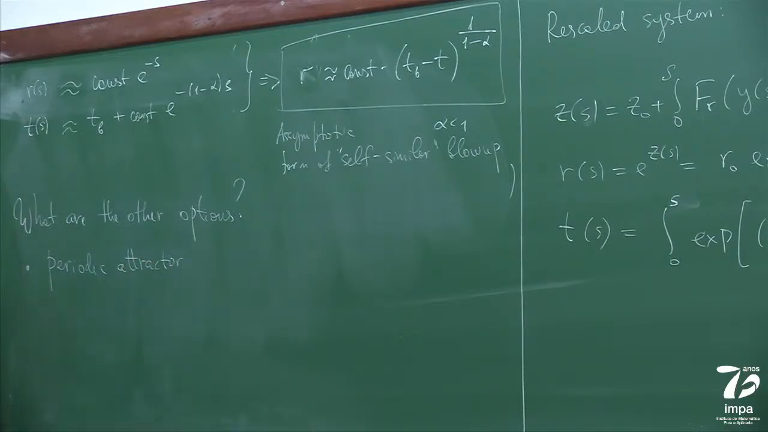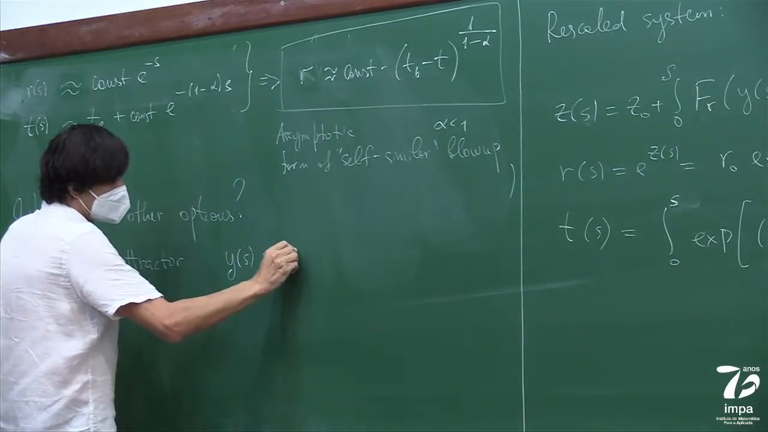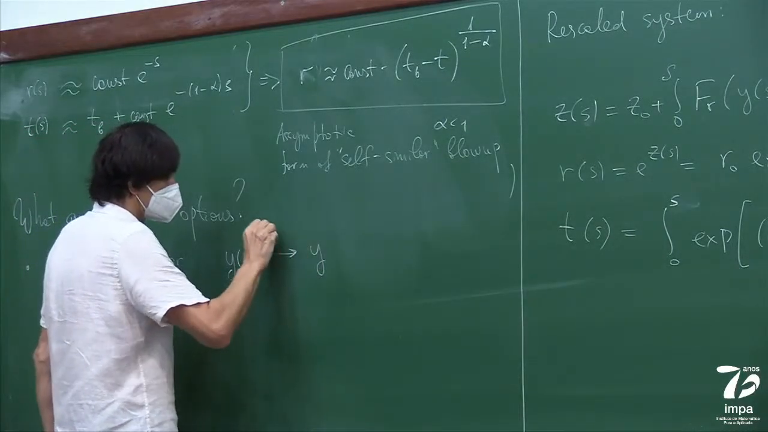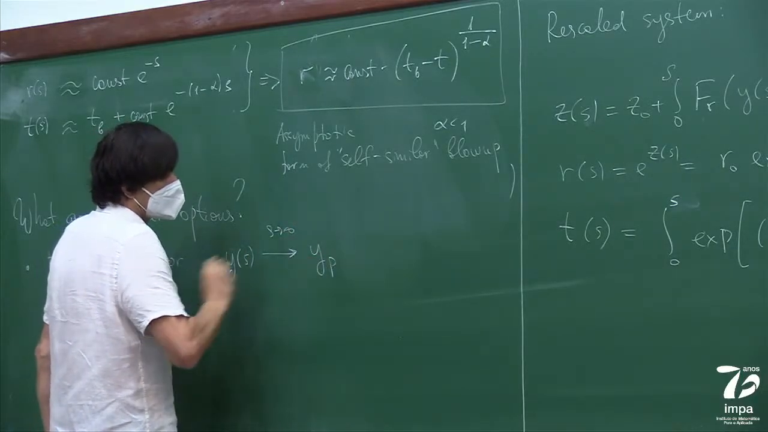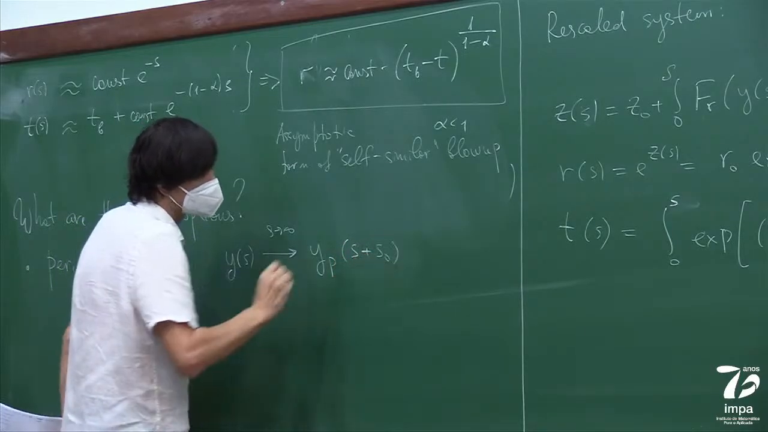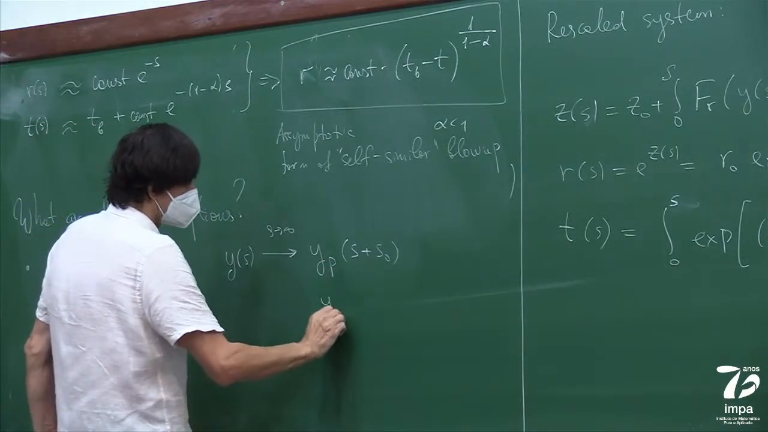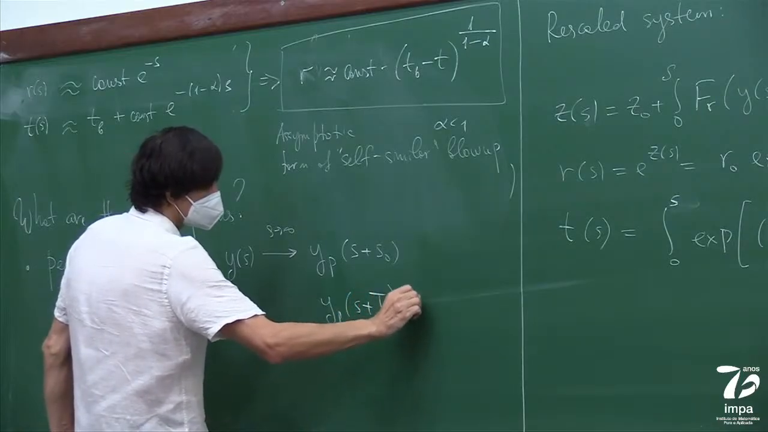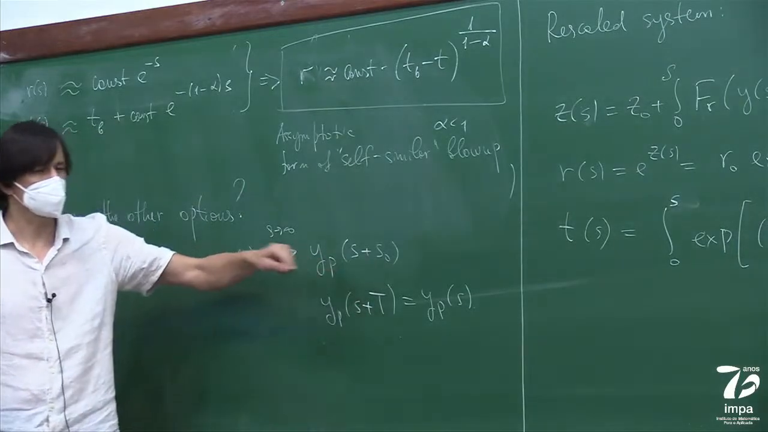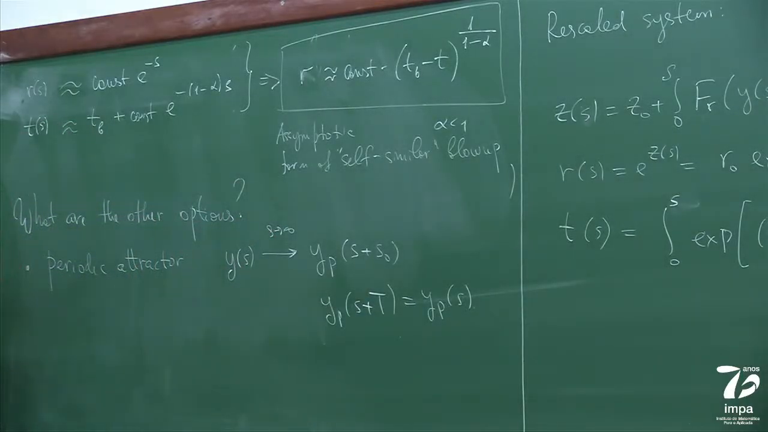Which means that y of s approaches some periodic solution. As s goes to infinity, it approaches some periodic solution, which is obtained up to a constant. And what does this periodic solution mean? That y_p of s plus the period is the same as y_p of s. And this is a phase, because when you obtain a periodic solution, you don't know exactly which point you obtain. So it's up to a shift.